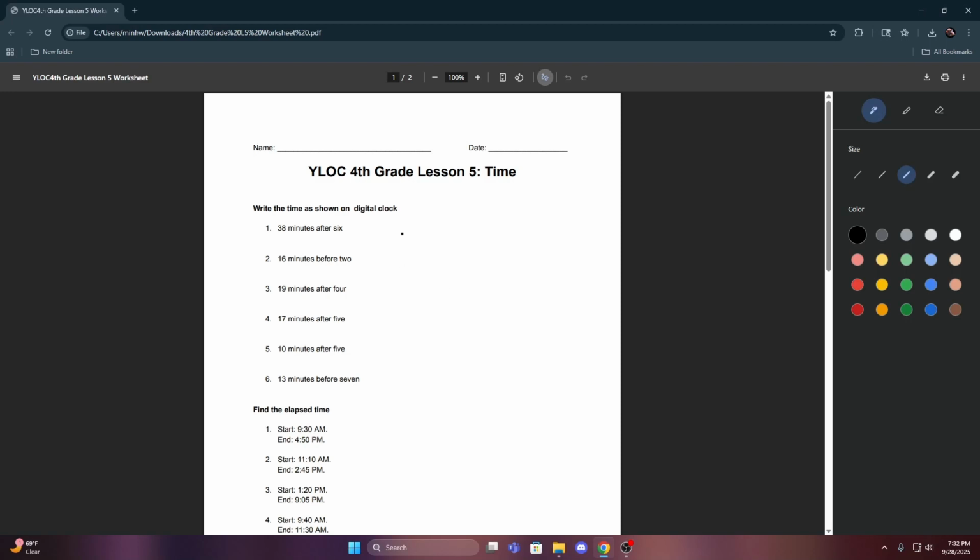Welcome to lesson 5 of 4th grade, and we will be going over time. Write the time as shown on a digital clock. 38 minutes after 6. Now, if you recall, a digital clock will look something like this.